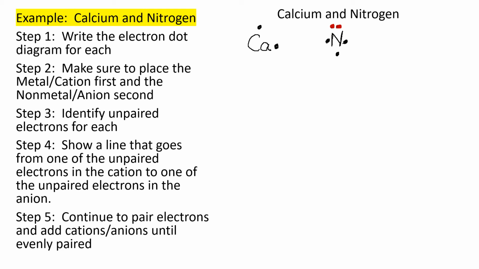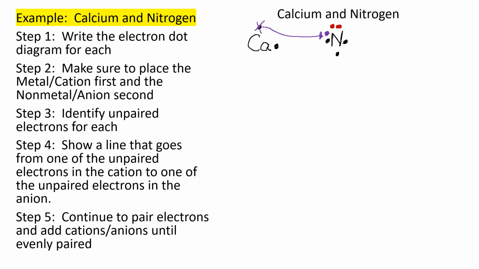Step 4: show a line that goes from one of the unpaired electrons in the cation to one of the unpaired electrons in the anion. Let me use a different color. I'm going to bring this over here. So this calcium is going to give away an electron to this nitrogen. The reason it does that is because calcium is not very close to having its 8 valence electrons, but nitrogen is. Calcium has 2 and nitrogen has 5. So nitrogen benefits from gaining these electrons, but calcium also benefits by giving them to someone that wants them, because when they bond, they become more stable. So as it transfers that electron, it's no longer there. It was transferred over to the nitrogen.